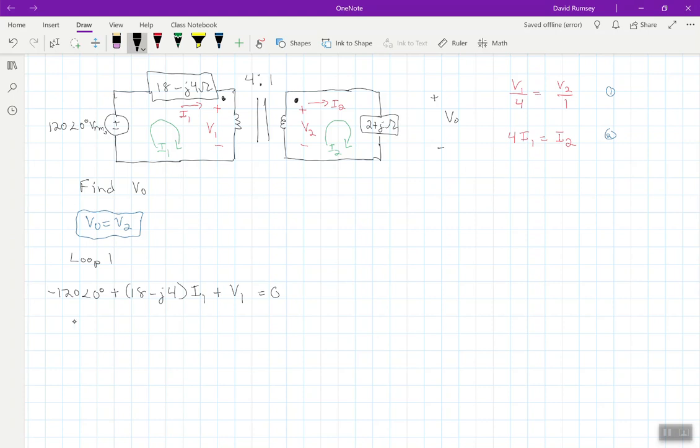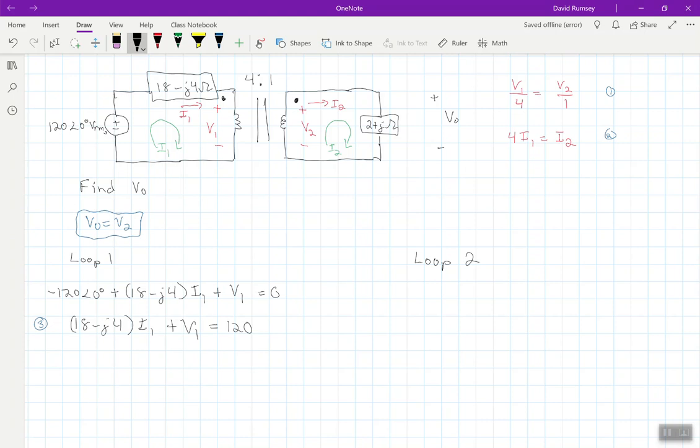Because then if I simplify this equation, I get 18 minus J4 I1 plus V1 equals 120. And I didn't write the angle 0 degrees because I'm just saying, well, I'll convert it to rectangular, which is just 120. All right, so this is another equation here. We can even call this equation 3. Because right here, these two equations, I've got two equations, but I have 4 unknowns in these. Now I got my second loop that I'm going to do, loop 2.